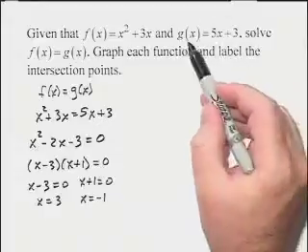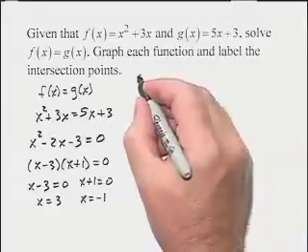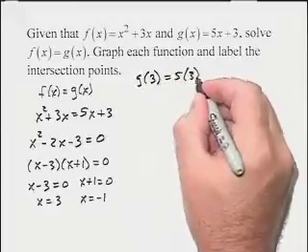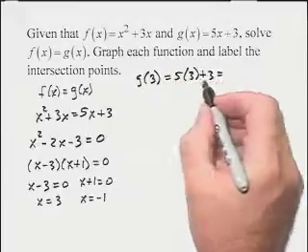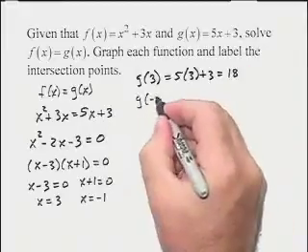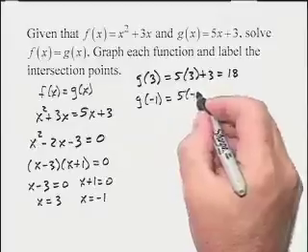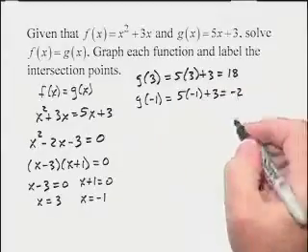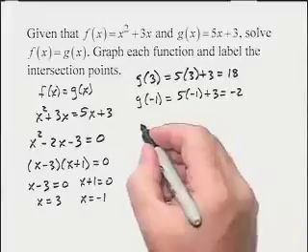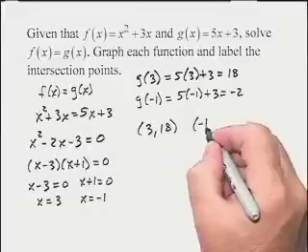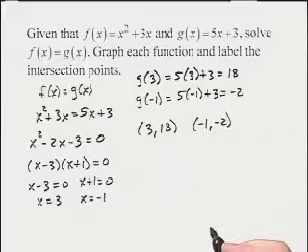We're going to use the simpler function g of x to do this. So we'll find g of 3. That's 5 times 3 plus 3. This gives us 15 plus 3, which is 18. And g of negative 1 is 5 times negative 1 plus 3, which is negative 5 plus 3, or negative 2. So the intersection points will be (3, 18) and (negative 1, negative 2).